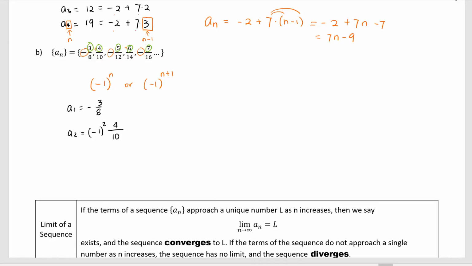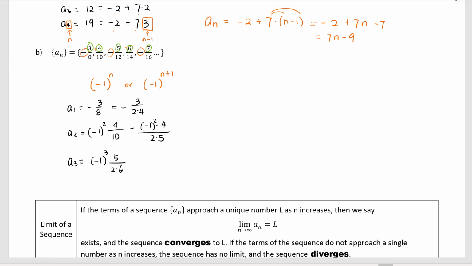Can you see the denominator? What's the pattern of the denominator? 8, 10, 12, 14, 16, they're all even numbers, right? So because they are even numbers, let's put out the 2. And this is minus 1 squared, 4, and 2 times 5. How about A3? Minus 1 cube. And then we have 5 over 12. 12 is 2 times 6.